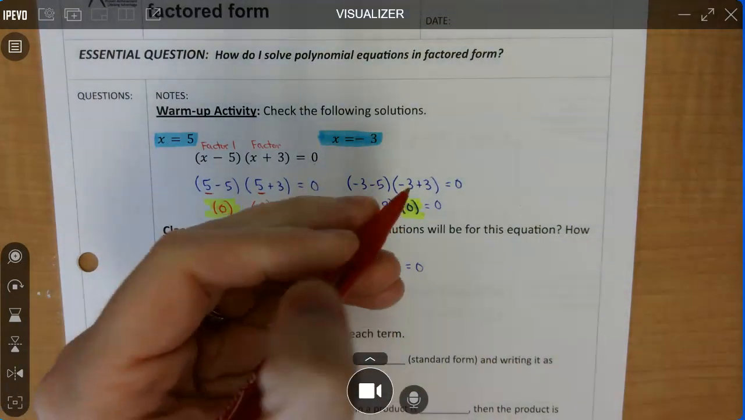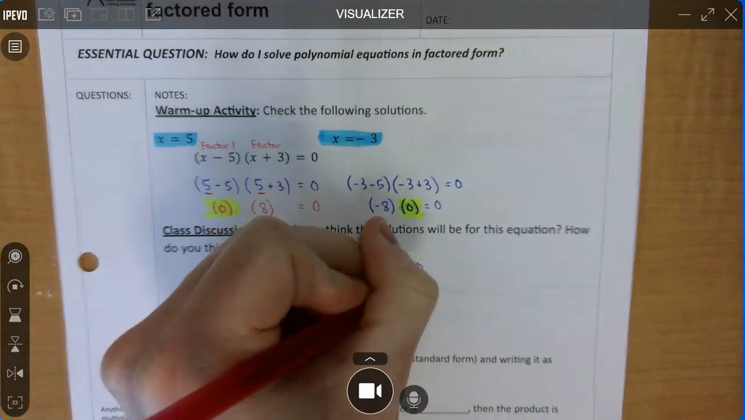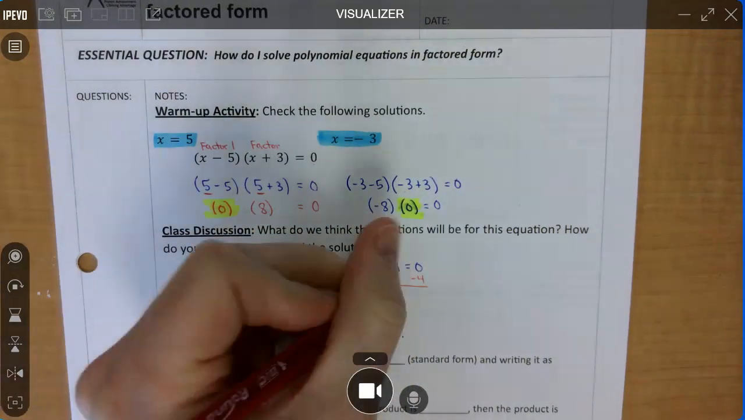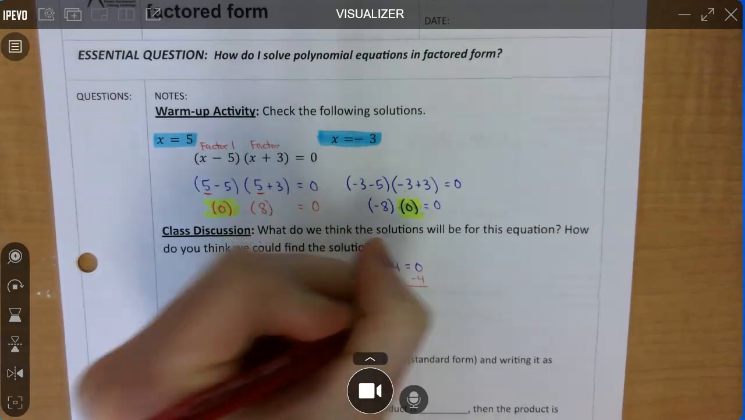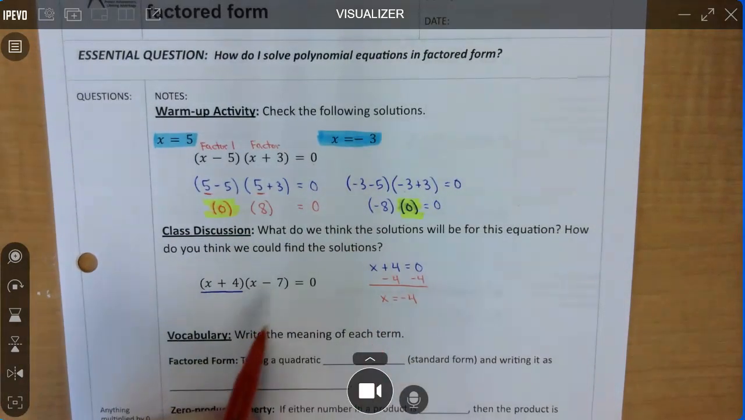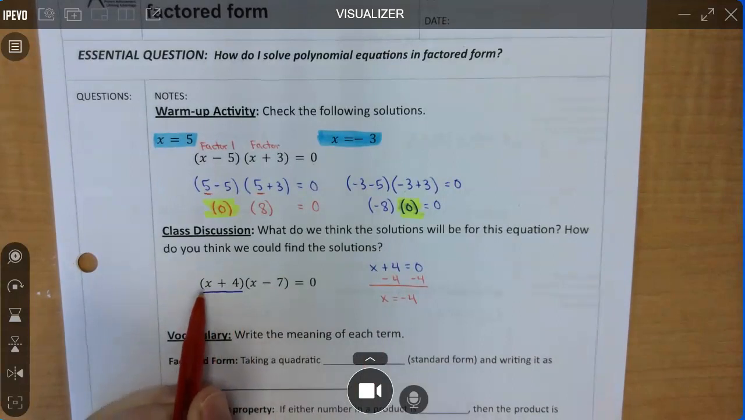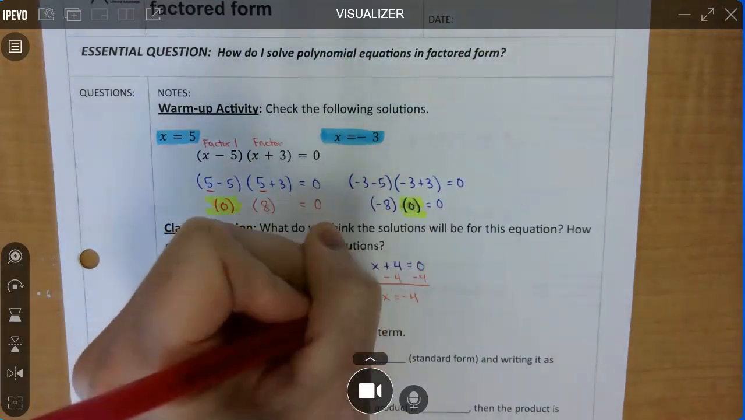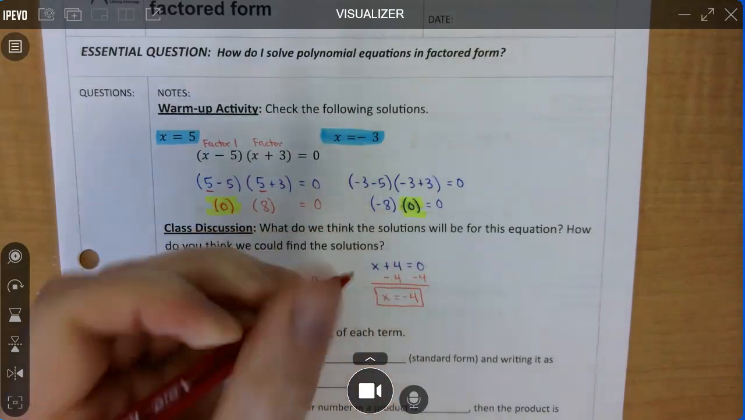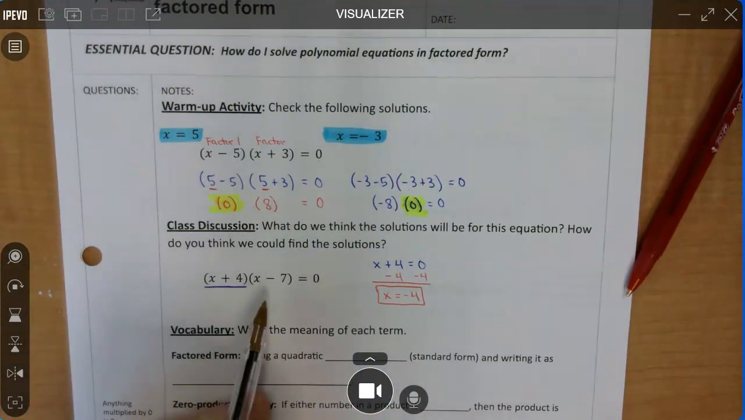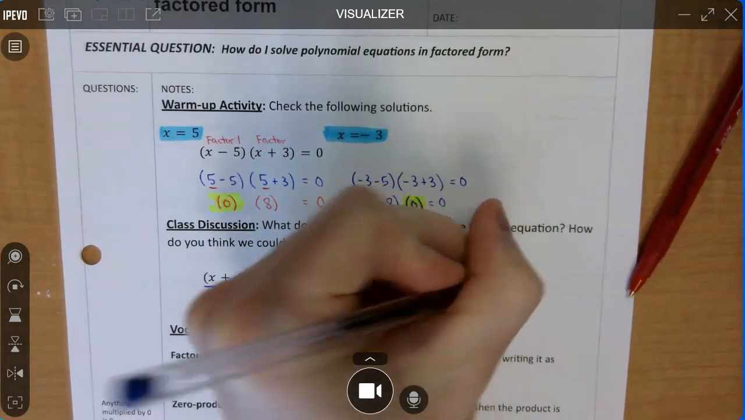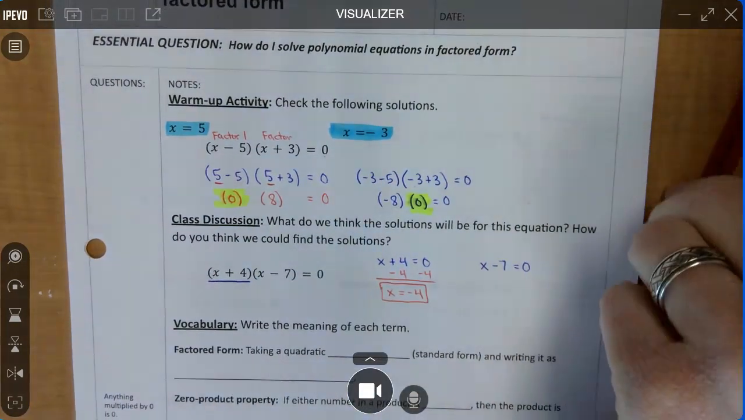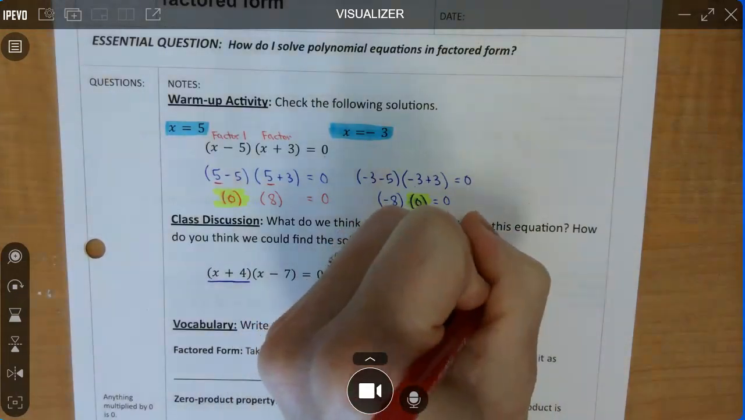Well, I need to move the 4. The 4 is positive, so I subtract it on both sides. And that puts me at x equals -4. So I know when -4 is here, it makes this factor 0. So that's one of my solutions. The other solution comes from the other binomial. Now I'm saying x minus 7 is equal to 0. And I would add 7 to both sides.